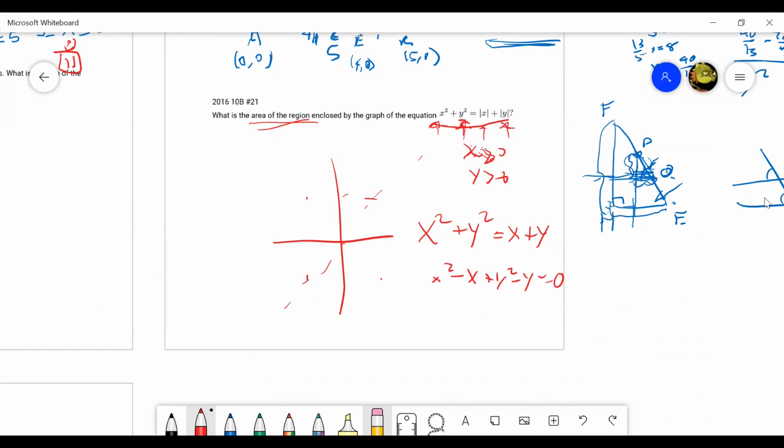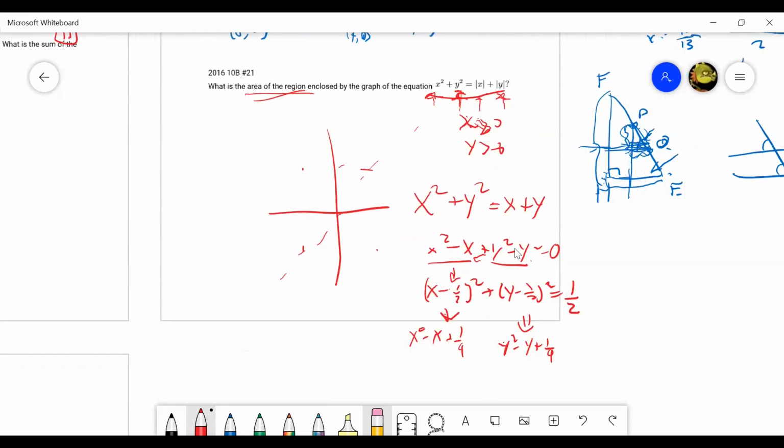And now you can do something called completing the square, which basically, if we add 1/2 to each side, we can change this into x minus 1/2 squared plus y minus 1/2 squared equals 1/2. So what I did is just add 1/4 to each of these, x squared minus x, y squared minus y, and then we can change them into this. This is because the expansion is going to be x squared minus x plus 1/4. This expansion is going to be y squared minus y plus 1/4, and the 1/4, 1/4, and 1/2 cancel out to 0. So that's why these equations are equal.